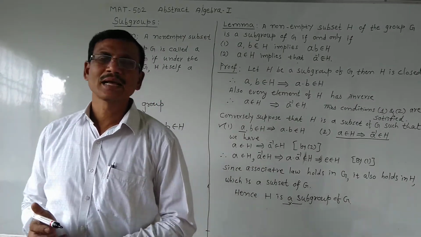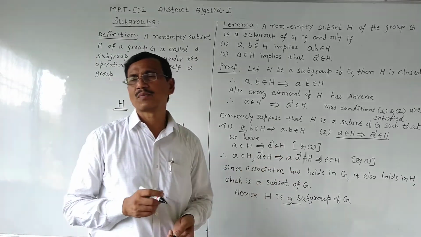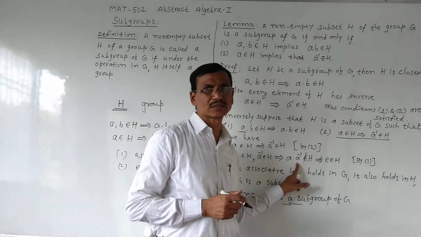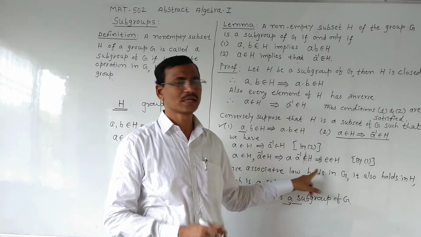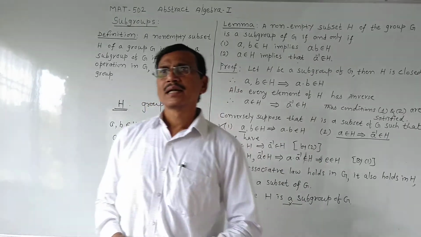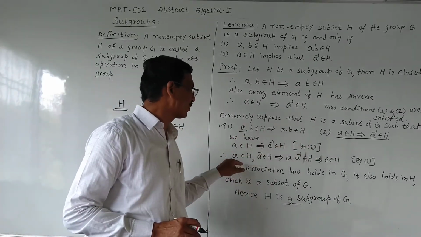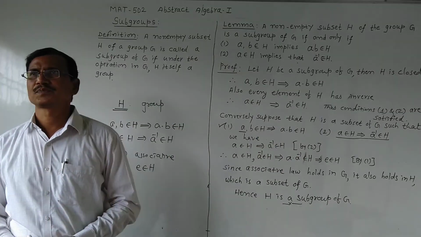But as A and A inverse are inverses of each other, their product is the identity element. That means A dot A inverse is equal to E. So A dot A inverse belongs to H implies E belongs to H. That means using the second and first conditions, we get that the identity element belongs to H. What is remaining to prove?